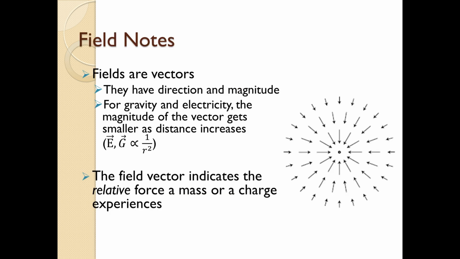A couple of things about fields. The first thing you need to know is that fields are vectors. You see the arrows, and that reminds us that they have both direction and magnitude. For both gravity and electricity, the magnitude of that vector gets smaller as distance increases, by r squared. The electric field represented by E and the gravitational field represented by G are both proportional to 1 over r squared. The field vector indicates the relative force that a mass or a charge would experience. So if I have more mass, I have more force, and if I have more charge, I also have more force.